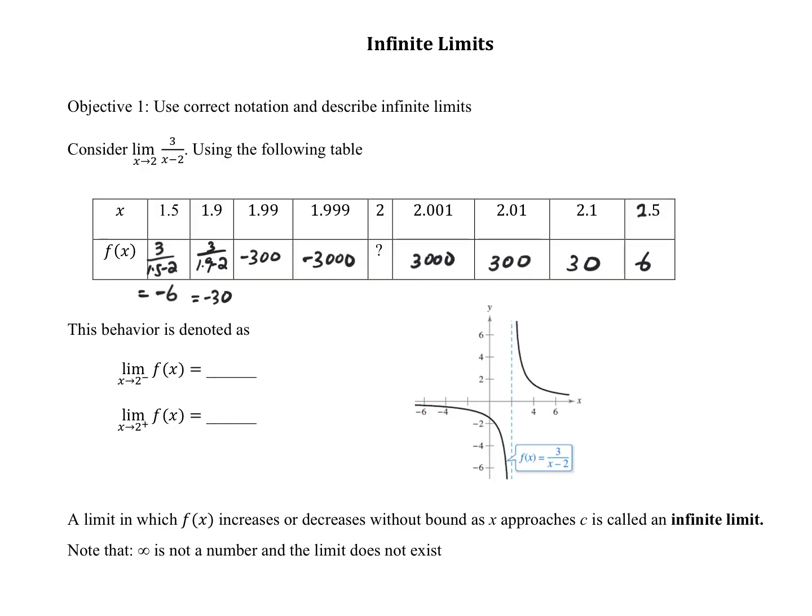So in this case, this behavior is denoted as the following. When x is approaching 2 from the left, it's going downwards indefinitely. We denote it as negative infinity. And when x is approaching 2 from the right, this function is increasing without bound. So we denote this as infinity. A limit in which f of x increases or decreases without bound, just like how we show here, as x approaches a certain number c, is called an infinite limit. So these are called infinite limits.